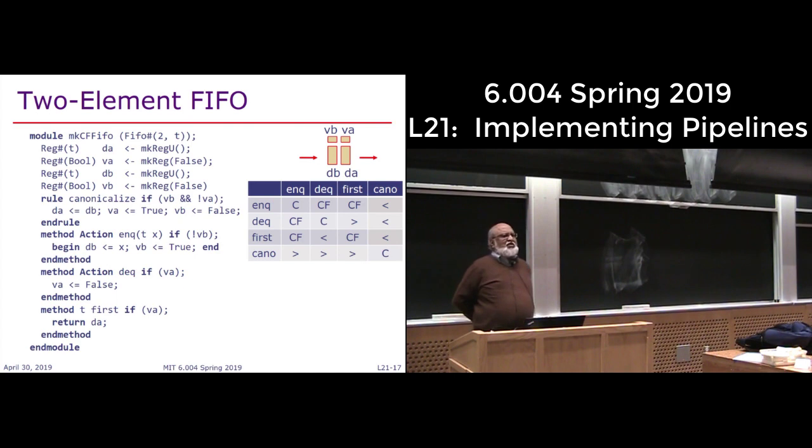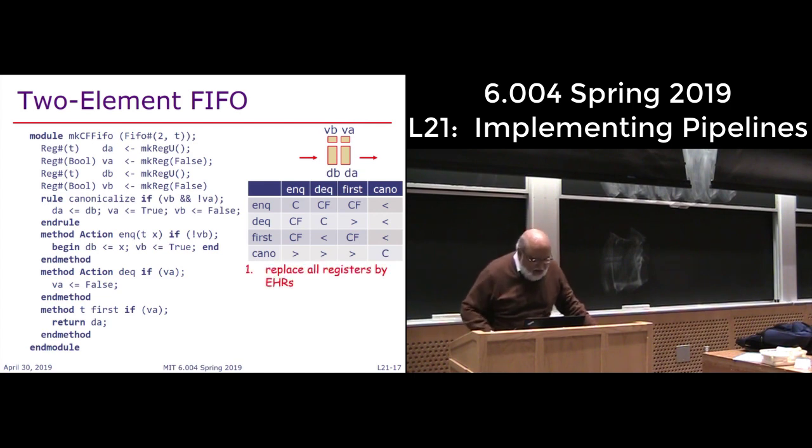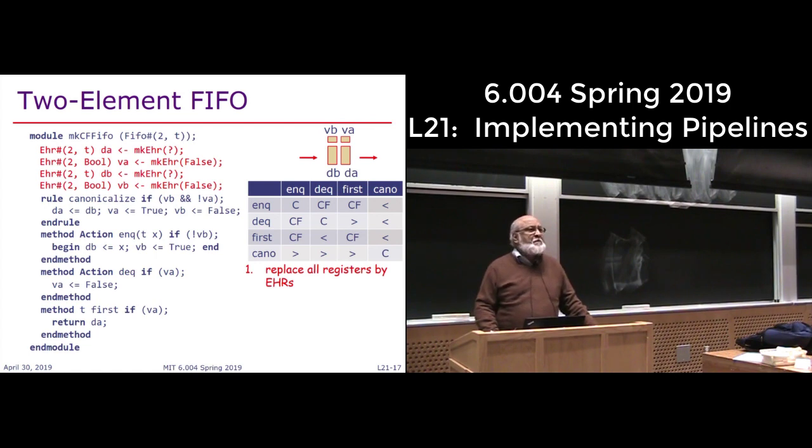Now, what was the problem with the 2-element FIFO we had before? So NQ and DQ could go on, but there was a delay in canonicalization. So what I can do is I can assign 0 indices to NQ, DQ first, everything, and then use indices 1 in the canonicalized rule. And that's exactly what I'm going to do. Replace all the registers with EHRs over here. Instead of saying make me a register, you're saying make me an EHR, right?